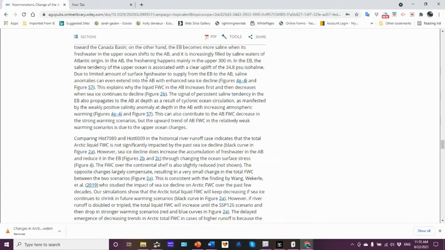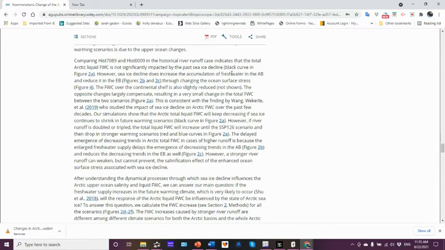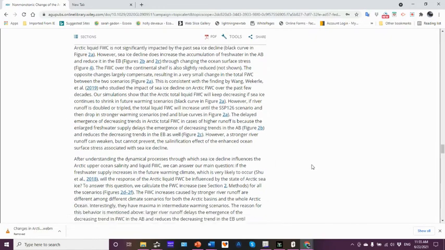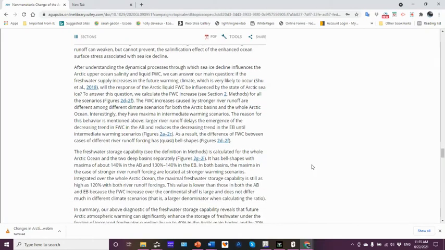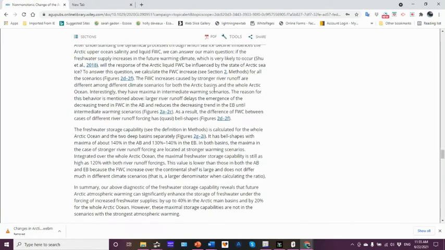So I showed you all of that. Due to a limited amount of surface freshwater to supply from the EB to the AB, saline anomalies can even extend into the AB with enhanced sea ice decline. This explains why the liquid freshwater content in the AB increases first, then decreases as sea ice continues to decline. They then talk about the historical runoff and go through a whole bunch of explanations and interpretations. I'm going to put the URL, so if you're interested, just click on the URL and you can read this and take your time to digest what they're saying here.